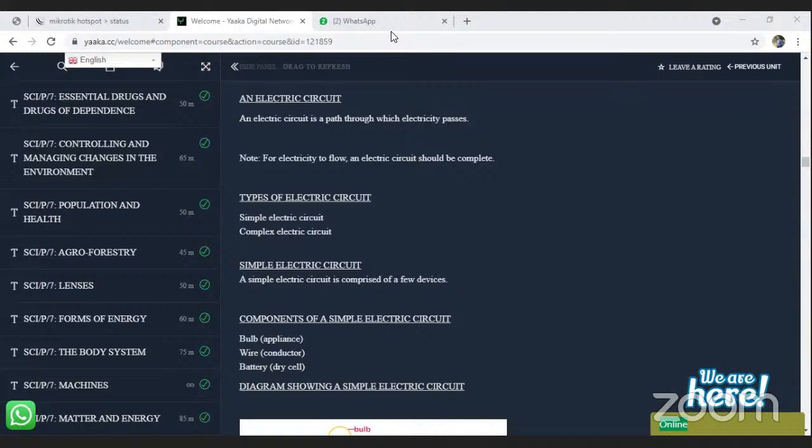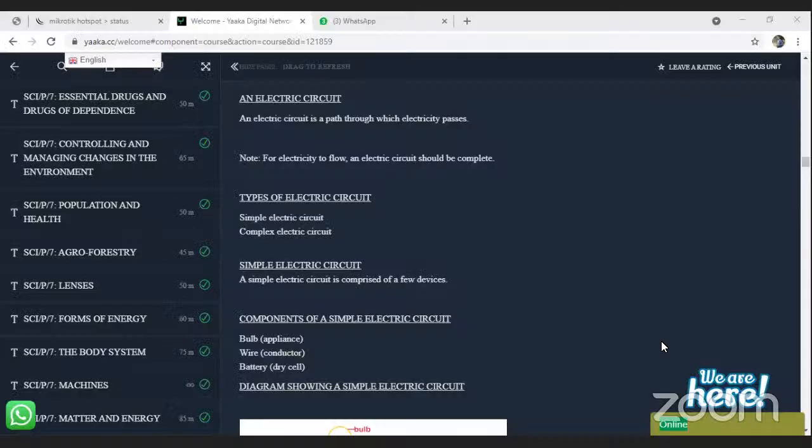So we also talked about the forms of electricity. We say there are two forms of electricity, and that is static electricity, and then current electricity, as simple as that. So we have already defined static electricity.